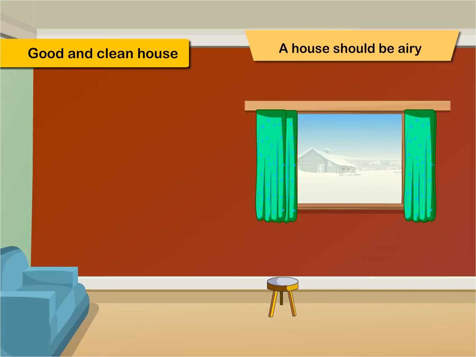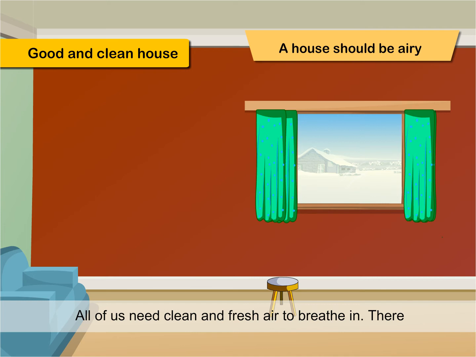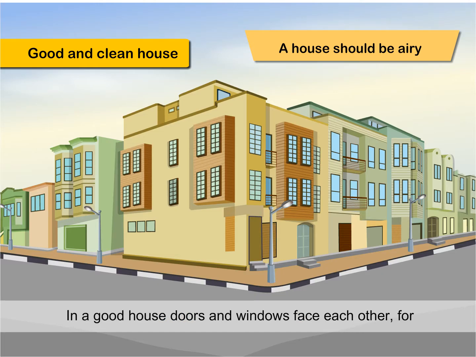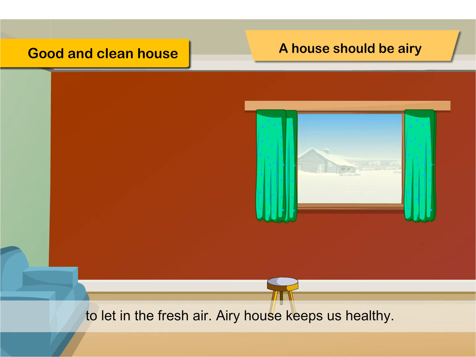A house should be airy. All of us need clean and fresh air to breathe in. There should be large windows in the house to allow the clean and fresh air to enter. We should keep the windows open to let in the fresh air. In a good house, doors and windows face each other for cross-ventilation so that the air can pass freely. There should be open areas like balconies and verandas to let in the fresh air. Airy house keeps us healthy.